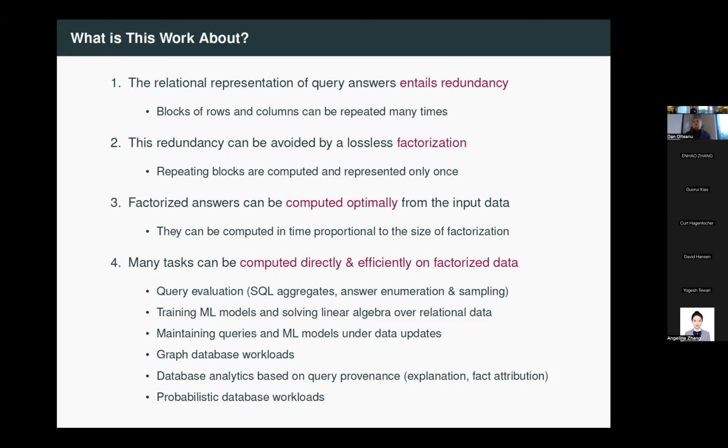You can train machine learning models and even solve linear algebra over relational data in a factorized way, right? So that is, for instance, if you have several tables which you join to construct a data matrix on which you want to train or do some sophisticated linear algebra computation, instead of doing that, you can actually use a factorized compact representation of the join on which you can do this operation and obtain the same result. But it can come much faster and also asymptotically with a lower complexity.